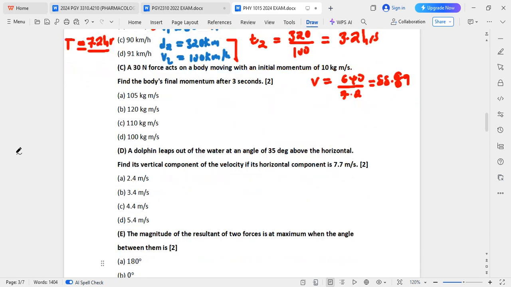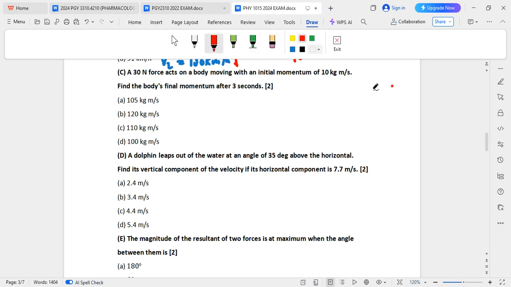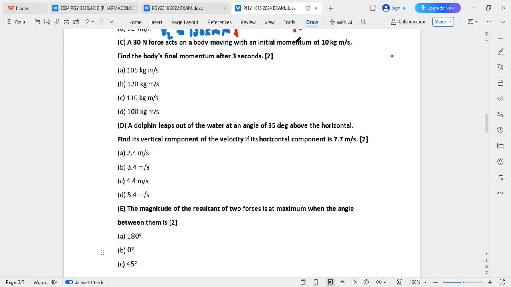C is saying a 30 Newton force acts on a body moving with an initial momentum of 10 kg meter per second. Find the body's final momentum after 3 seconds. Okay, so we've been given the force that is acting on a body which has got this momentum. Now we are going to use what we call the impulse momentum theory.